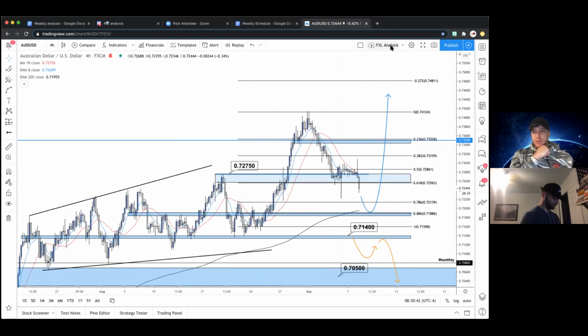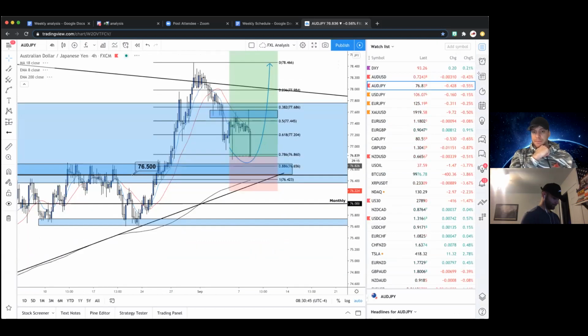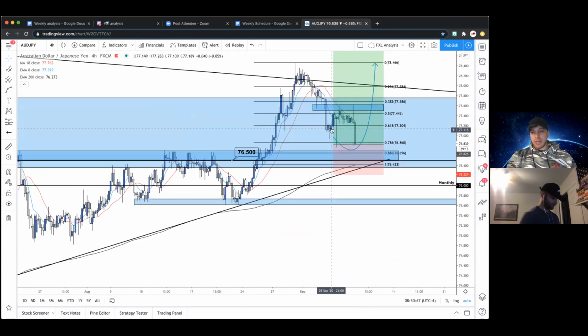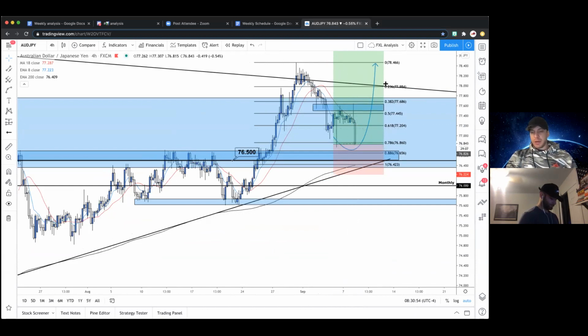All right, so that's AU. Let's move on to AJ. It's our next pair. Very similar. Much like AU, look at this drop off, guys. Very, very influenced by the short-term movement on DXY. It's a pretty big drop off.